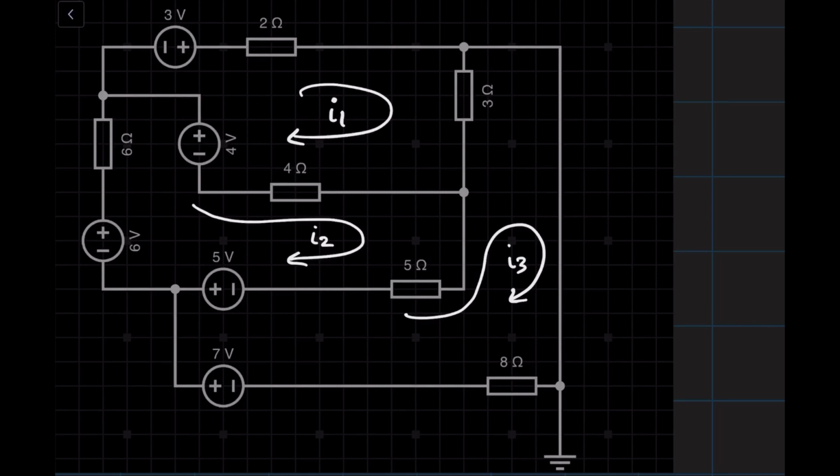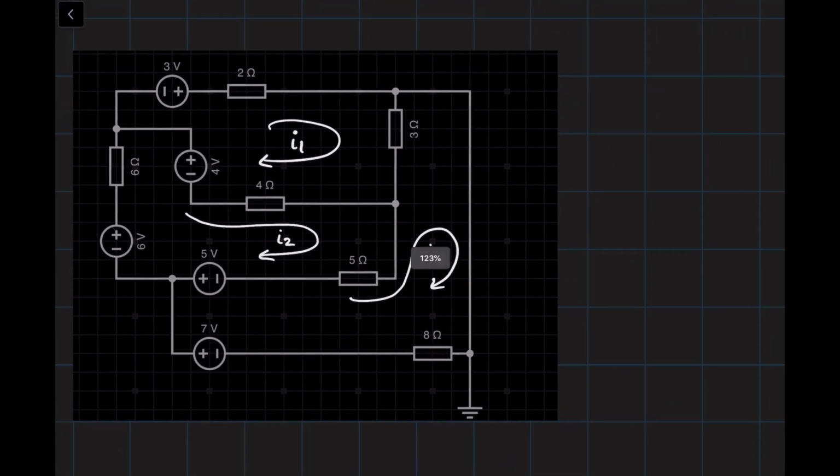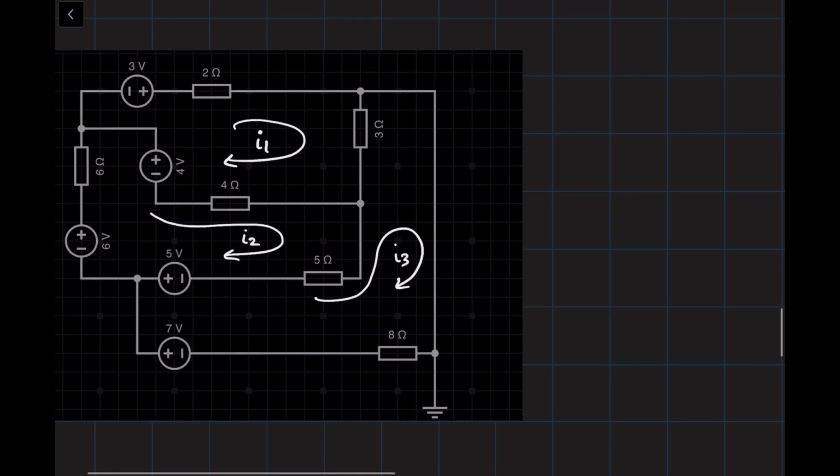Loop number 1, let me reduce this. Fine. In loop number 1, while moving in the clockwise direction, you are seeing the negative end of the battery. So you can write 3. Any other voltage source? Yes, we have another voltage source which is 4 volt. You are seeing the negative end. So 3 plus 4 equals resistive terms, right? There are no more voltage terms.